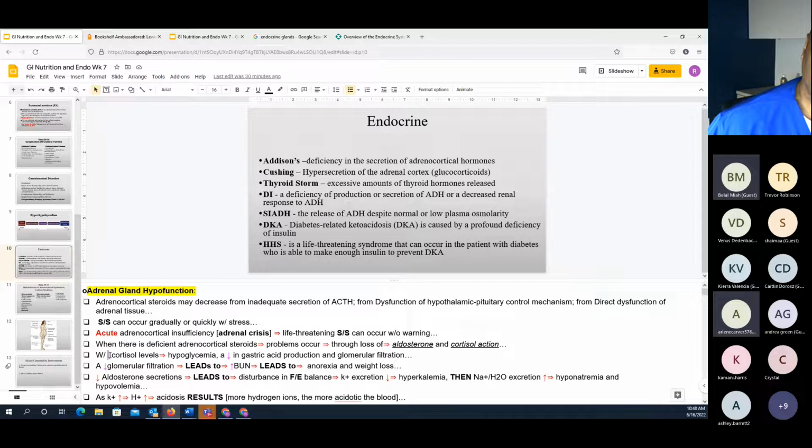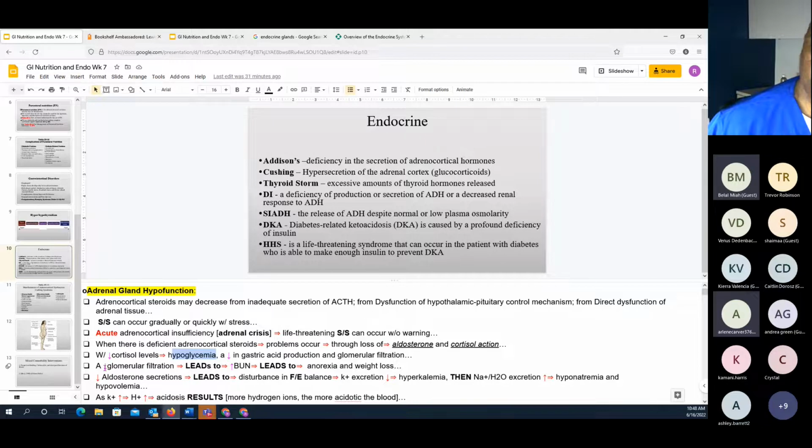Look at one of the other issues here where I talk about this. If there's a reduction in cortisol levels, then the blood sugars are going to be low. All right. Decreased production of ACTH will lead to a decreased production of cortisol, which will lead to low blood glucose levels. And there's also a decrease in gastric acid production, right, as well as glomerular filtration that occurs with this condition as well.